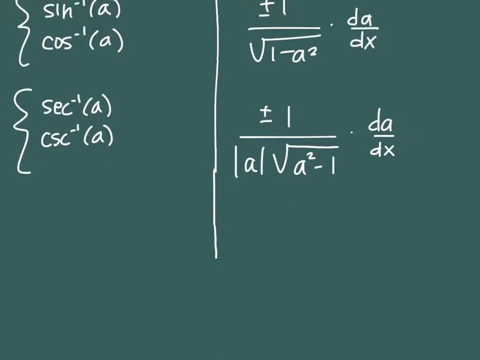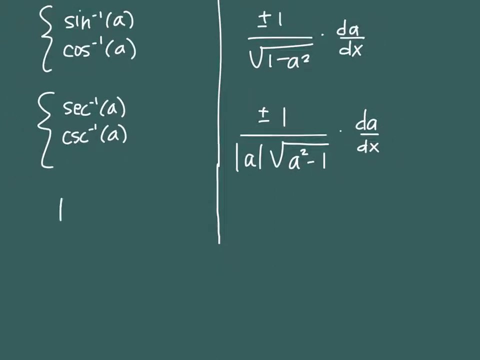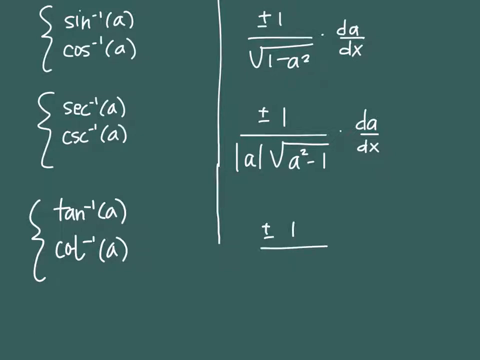And then the last one is the pair of tangent inverse and cotangent inverse. So tangent inverse of A and cotangent inverse of A. Again, they go together. They are plus or minus 1 over. And this is the only one that doesn't have a square root. And it's addition. It's A squared plus 1. So you don't have to worry. It's the simplest of all of them. It's addition, so you can't get the order wrong. There's no square root, so you can't mess that up. And then dA dx is the chain rule.